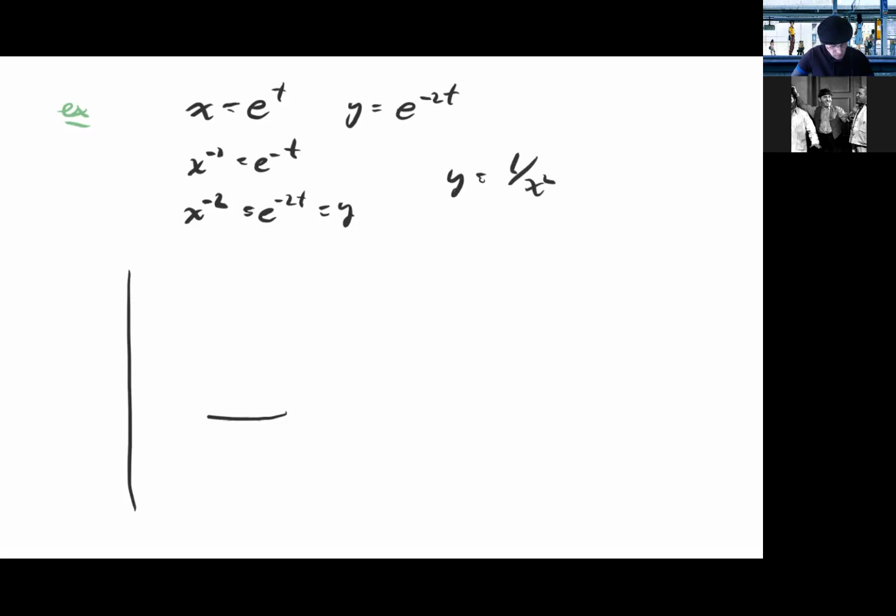Now, y equals 1 over x squared is this curve here. However, we should go back and realize that the way we've done this, x can never be negative, because e to the t is never a negative number. So in fact, what you get is the right-hand branch of the function y equals 1 over x squared. That's going to be the curve. Okay, so that's that example, wherever it is in the book.